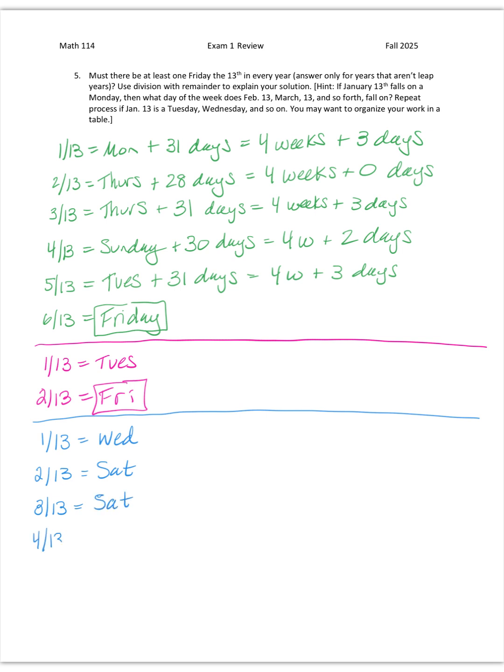Okay, and then April, from March to April. So from March to April, I have to advance my day of the week by 3 days. So Saturday, Sunday, Monday, Tuesday. Okay, and then to get from April to May, I have to advance my day of the week by 2 days. So April to May, add 2 days. So that's Wednesday, Thursday.